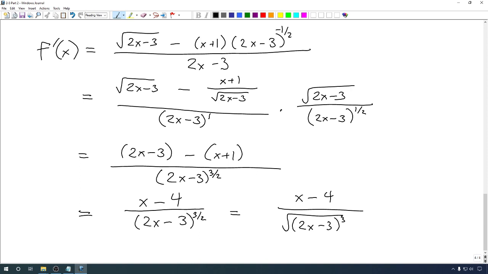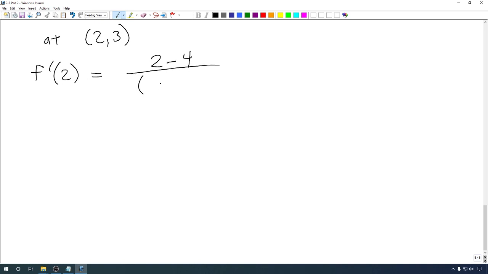Alright, going back to actually solving the problem they asked for, though, we're going to go ahead and use this derivative to find our slope. Remember, we are wanting to find the slope at the point 2, 3. That was given in the problem. So here we're going to take the derivative at 2, just following their formula from before. We had x, which is now 2, minus 4, over 2 times x, which is now 2, minus 3 to the 3/2 power.